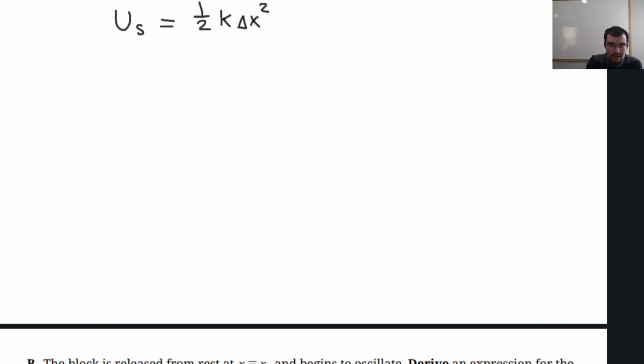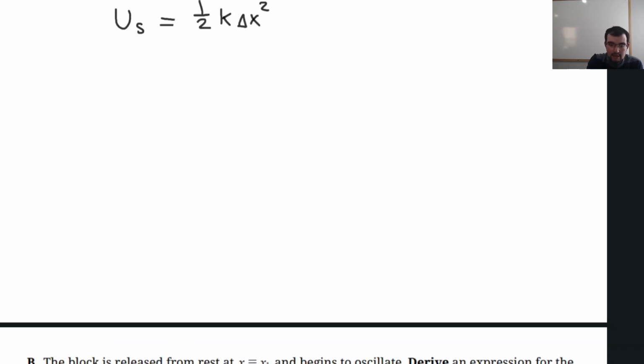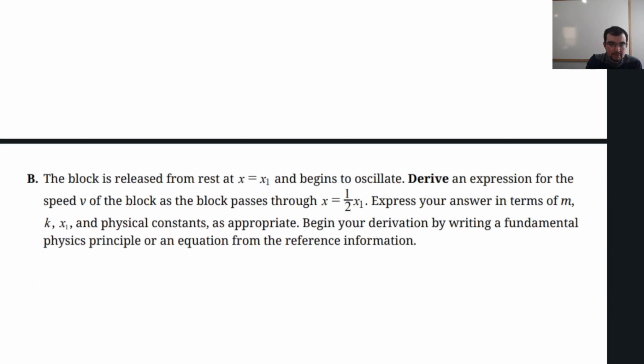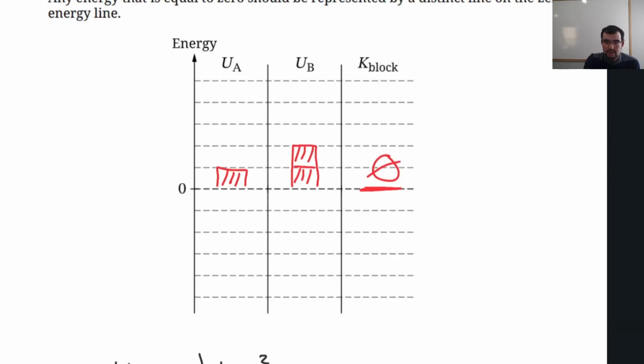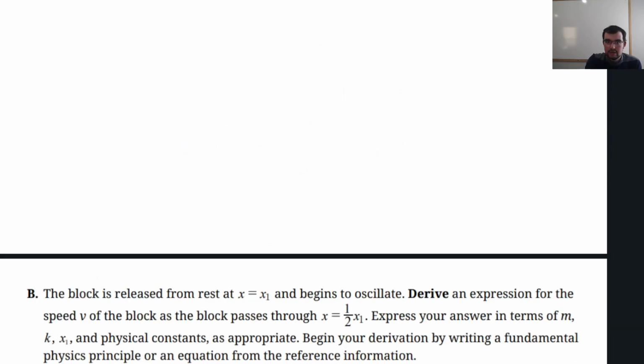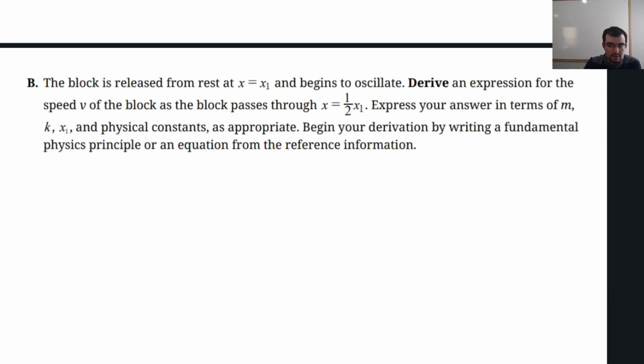All right, now we're given that the block is released from rest at x1, and begins to oscillate. Derive an expression for the speed v of the block as it passes through the half extension mark. Well, we've got springs, and based on the energy bar chart, we're definitely just doing energy conservation here. So we're going to use the fact that the energy at the start is equal to the energy at the end.